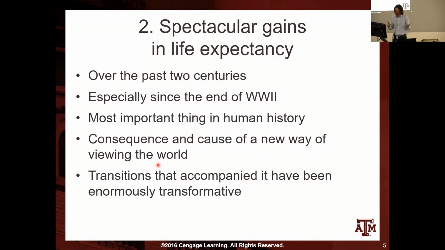And transitions that accompanied these changes have been enormously transformative, because exactly all these changes, all these improvements in how we live our daily life affect the way that we have fewer chances to die, we live longer, and we also decide on how many children we're going to have. Like the couple decides how many children.